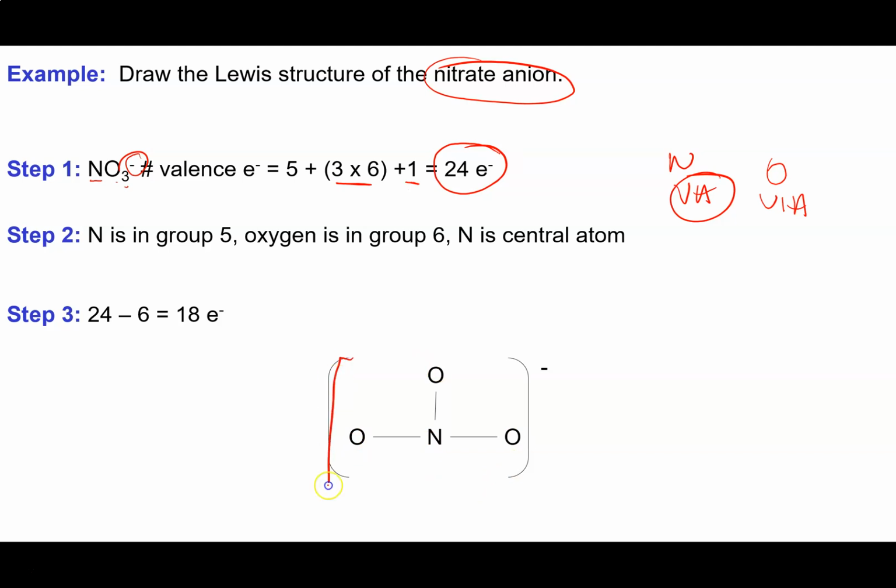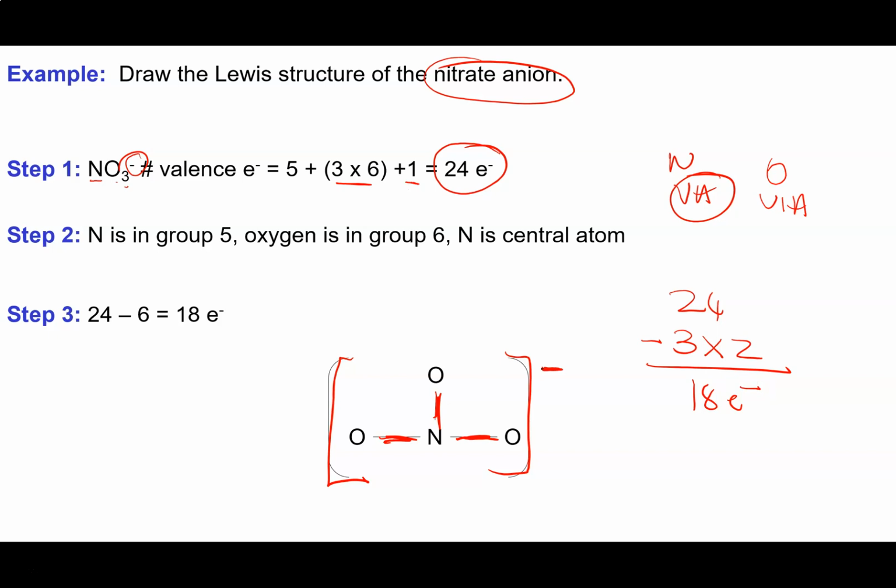Now, before I get too carried away, I always put a polyatomic ion in parentheses with the charge outside those parentheses. Now the outer atoms need to be connected to the central atom by at least single bonds, so I can go ahead and put those in, and then each of the single bonds consumes 2 electrons. So 3 of them, each using up 2 electrons, so 24 minus 6, 18 electrons left to finish everything else off.